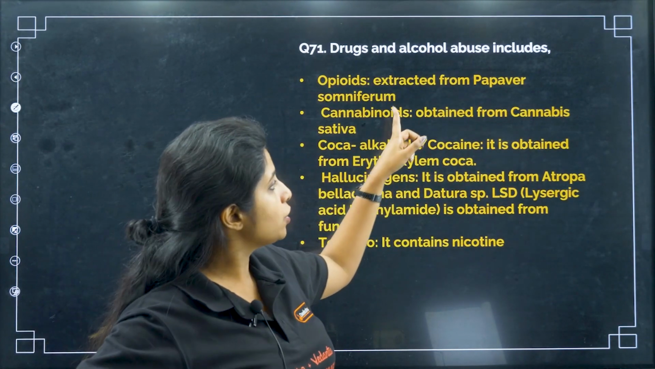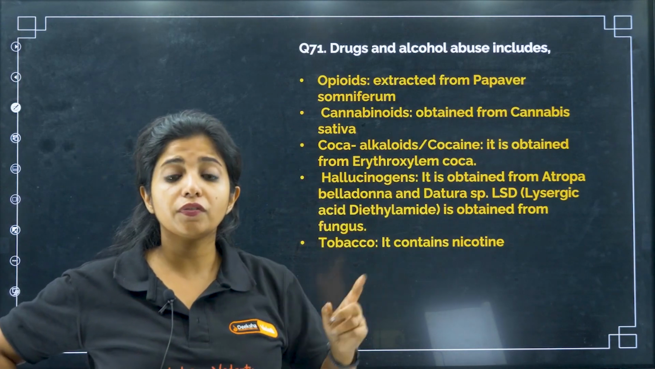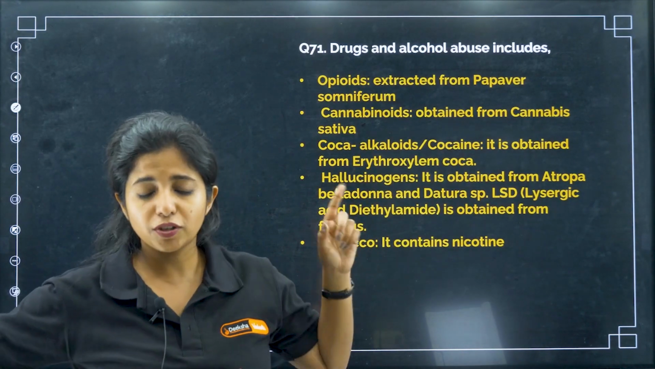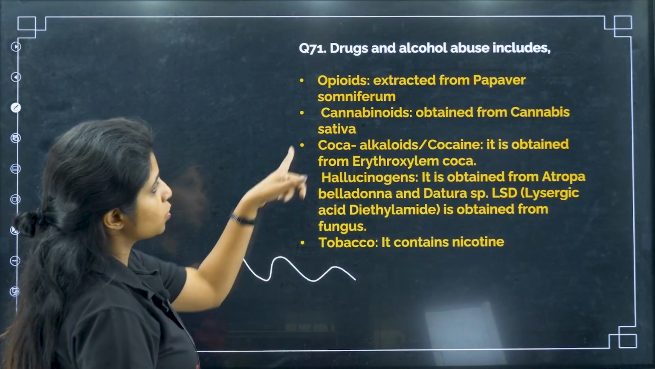Please go through it. Cannabinoids you are obtaining from Cannabis sativa and it is going to affect your cardiovascular system, my dear children. Example is charas, ganja, everything up there. Again a picture is given with a bridge like this. Okay, this is cannabis.